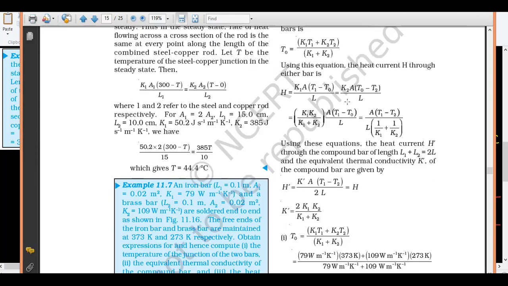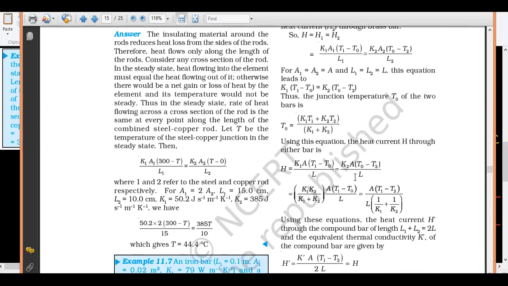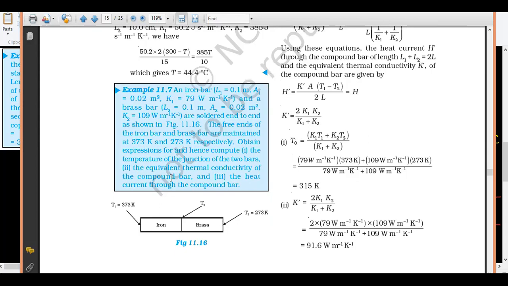I think it's very similar to what we did. So you can try this yourself. If you're not able to get it, I'll help you.